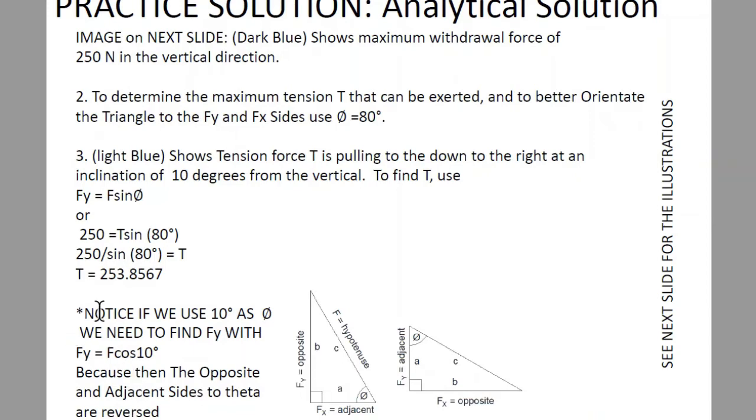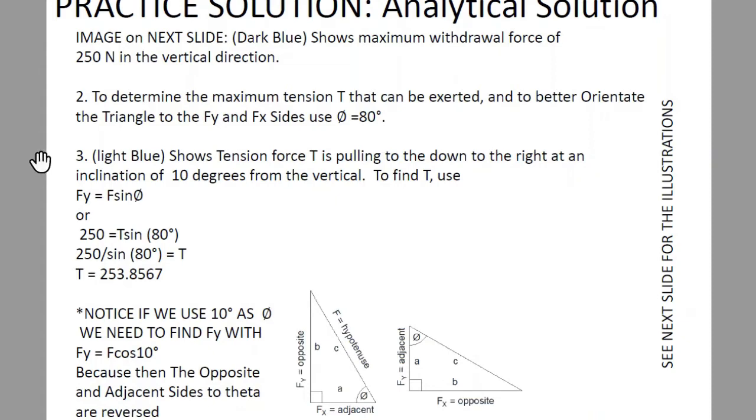And therefore, again, if we would use 10 degrees as our theta, we would need to find F of y, with F of y is equal to F times the cosine of 10 degrees, again, which would be up here because that would be the adjacent side.